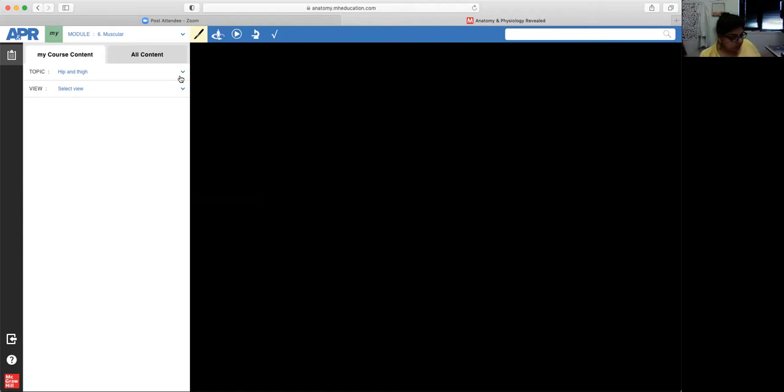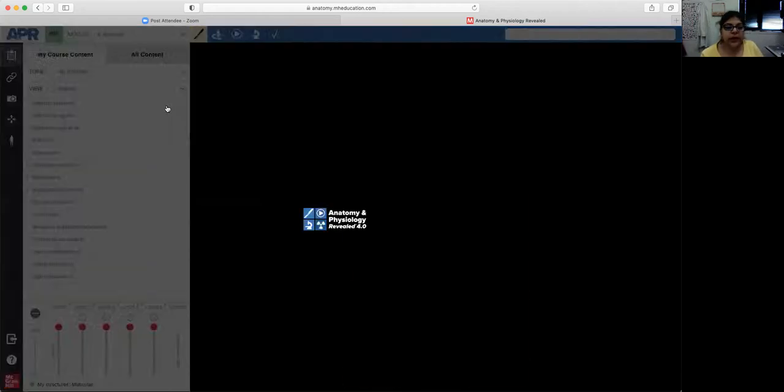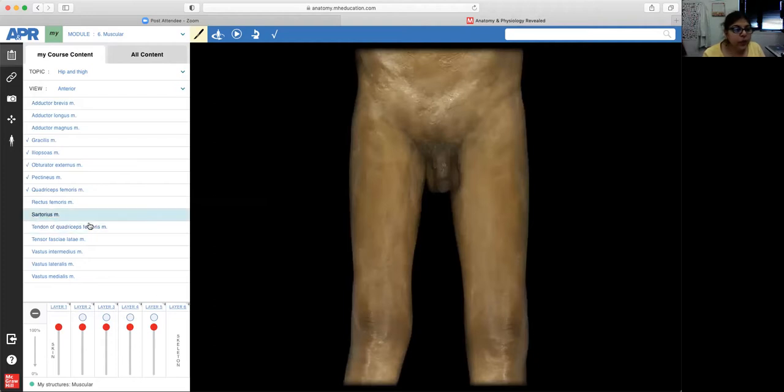Okay, so let's go and look at the hip and thigh muscles here. Anteriorly, what do we have? Okay, so you see the thigh muscle here and part of the hip already here. That's a part of your hip, right? And so we will look at the muscles on the posterior side in just 1 minute.